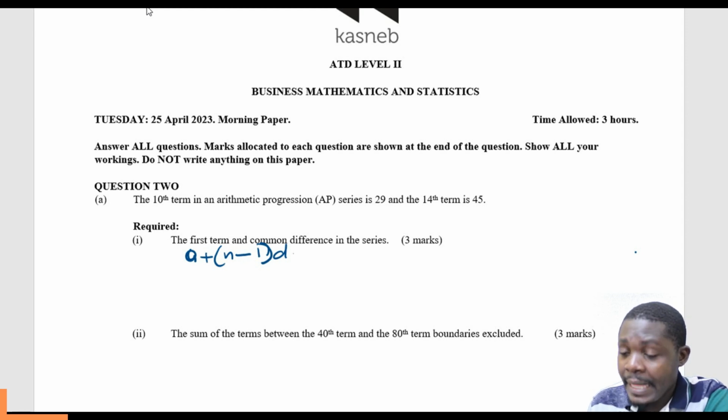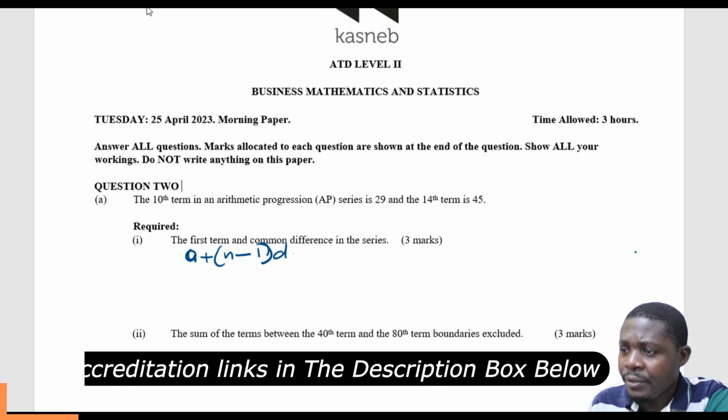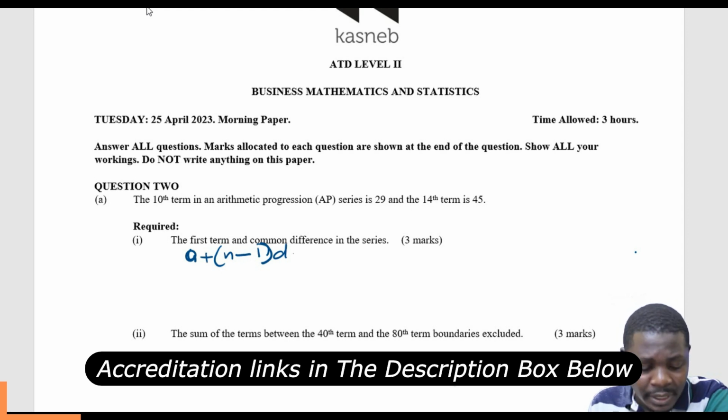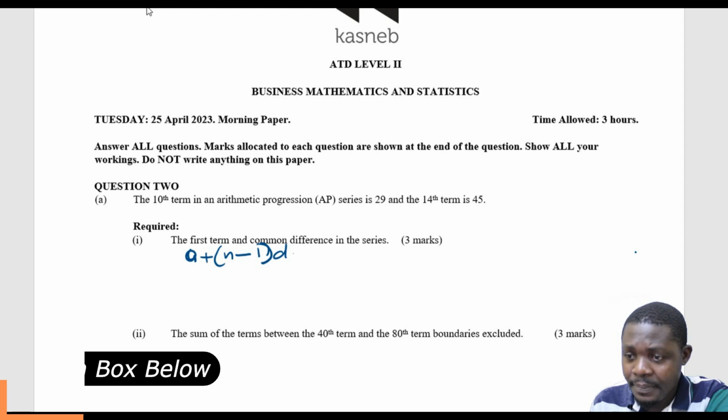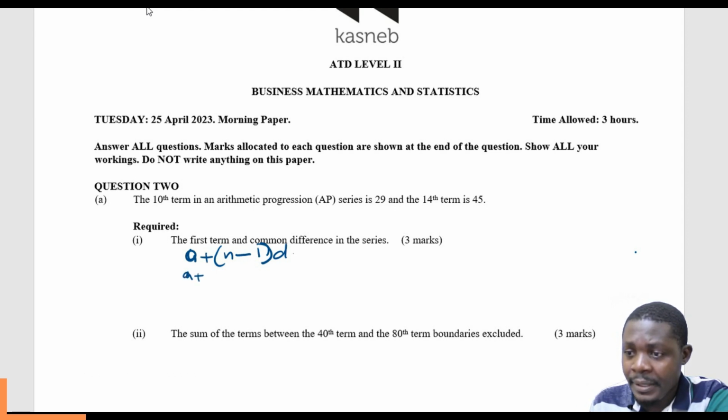Now, we are told that the 10th term in the arithmetic progression is 29. We have not been given n, and we have not been given d either. Also the 14th term is 45. So this is what we are going to say: a plus, for the 10th term, 10 minus 1 multiplied by d, should give us 29. Then for the 14th, a plus 14 minus 1 multiplied by the difference, should give us 45.